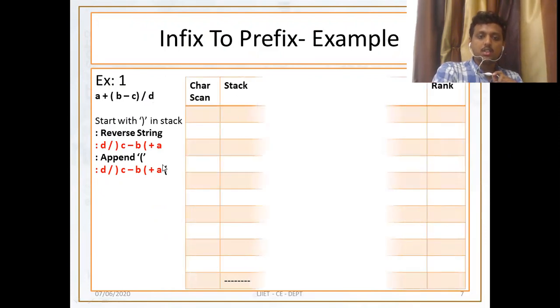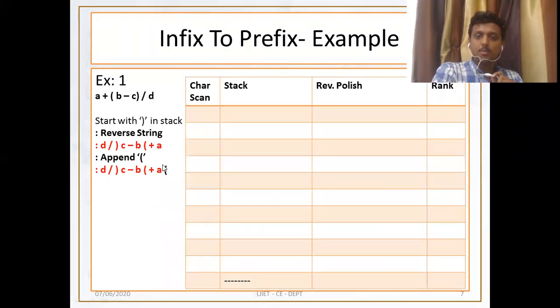Then start with my table. How many columns are there? Total 4 columns. Number one is character scan, number two is reverse polish, and then rank and stack. So let's begin. First, insert the closing bracket inside the stack. Now begin with A. No, it's D, because we have reversed the string.